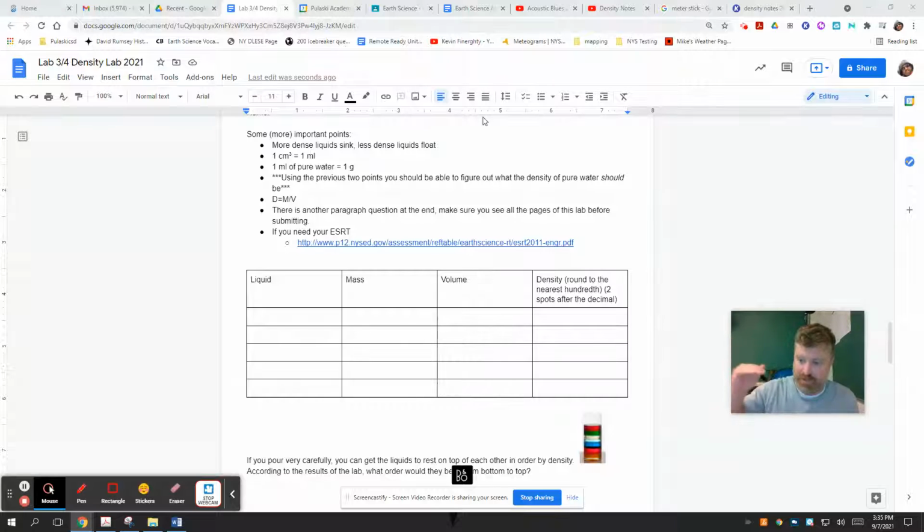So what's a number divided by itself? 10 over 10, 100 over 100, a million over a million? No matter what, it's 1. So the density of water really should be 1.